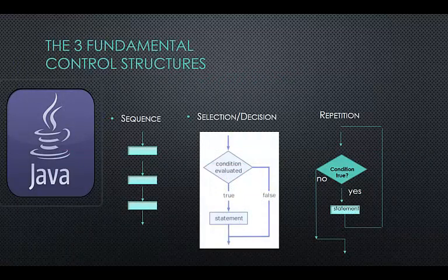Recall the 3 fundamental control structures. We've talked about sequence, we've talked about making decisions. Now we are going to focus on repetition or looping. The advantage of repetition in programming is that we can repeat statements of code without having to retype them. We can execute those statements over and over and over again.